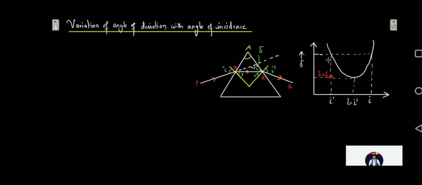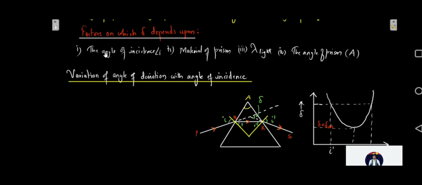So if you see the figure, for a given prism and for a given color of light, if the wavelength is fixed and if the angle of prism is fixed, then you will see that the angle of deviation is dependent only on angle of incidence, because the factors on which angle of deviation depends are angle of incidence, material of prism, lambda, that is wavelength of light, and angle of prism. So for the fixed prism, that is angle of prism remains same, material remains same, and for the same color of light, that is the wavelength remains same.